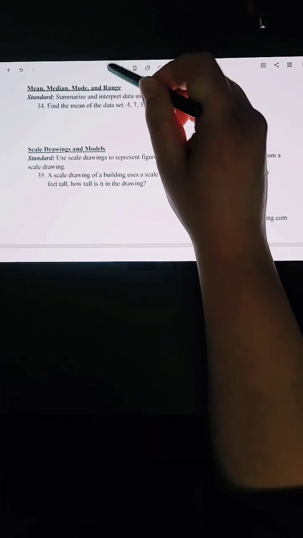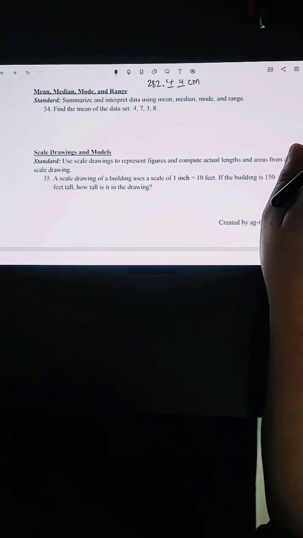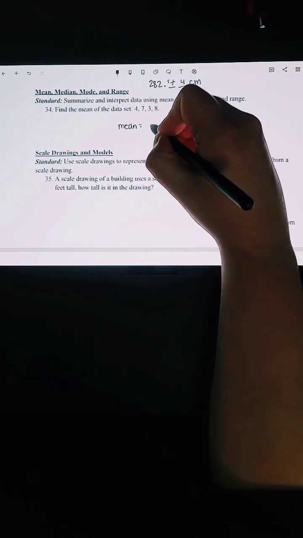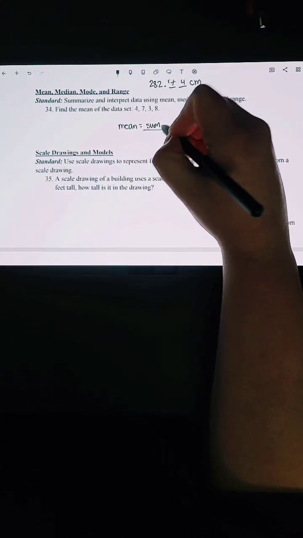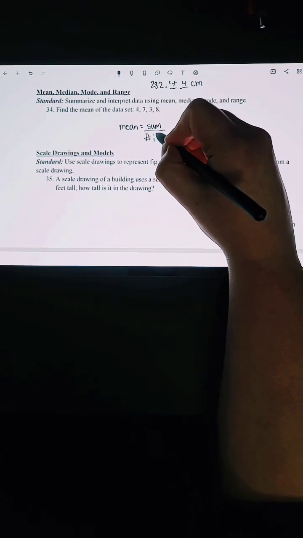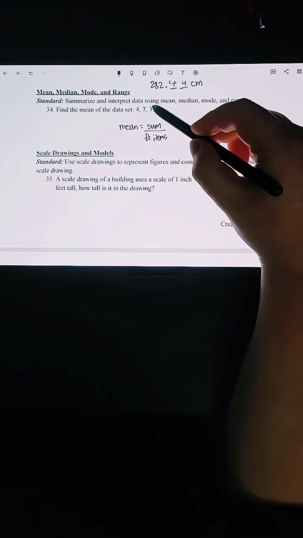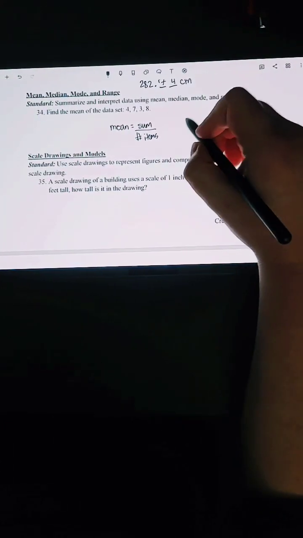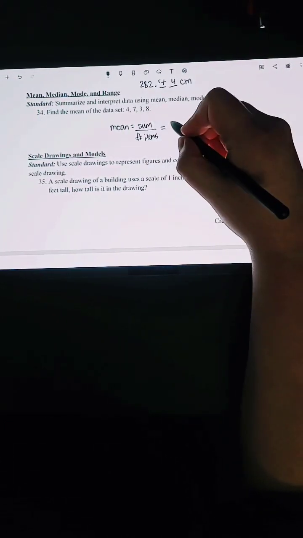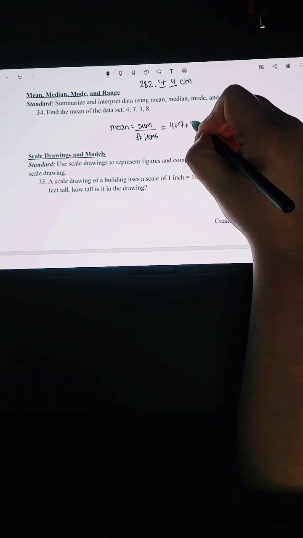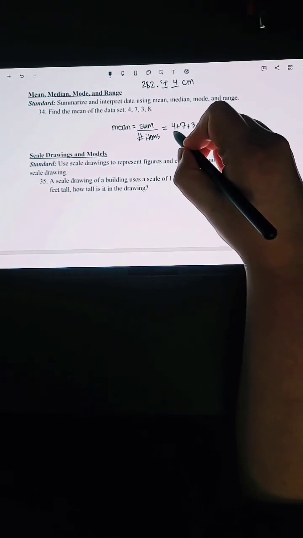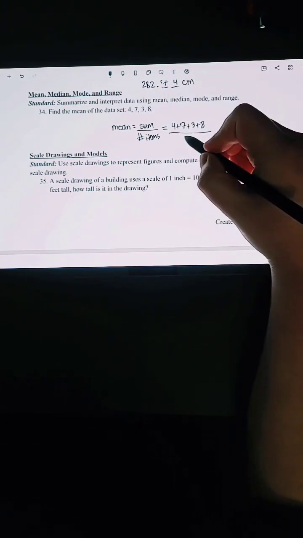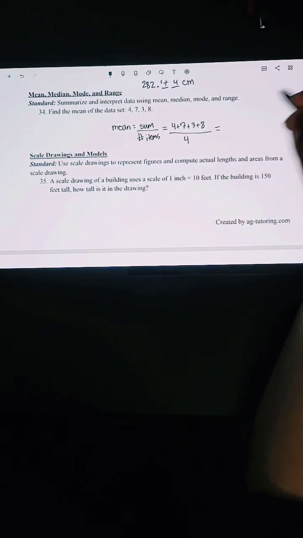Okay, so then let's go to the next one. We're going to find the mean of this data set. So mean is always equal to the sum of the data divided by the number of items in the data set, like the number of data points, basically. So if I want to find the mean, I have to add all these up. So I have to do 4 plus 7 plus 3 plus 8. And then I have to divide by how many numbers are in my list of data, which is 1, 2, 3, 4 numbers.